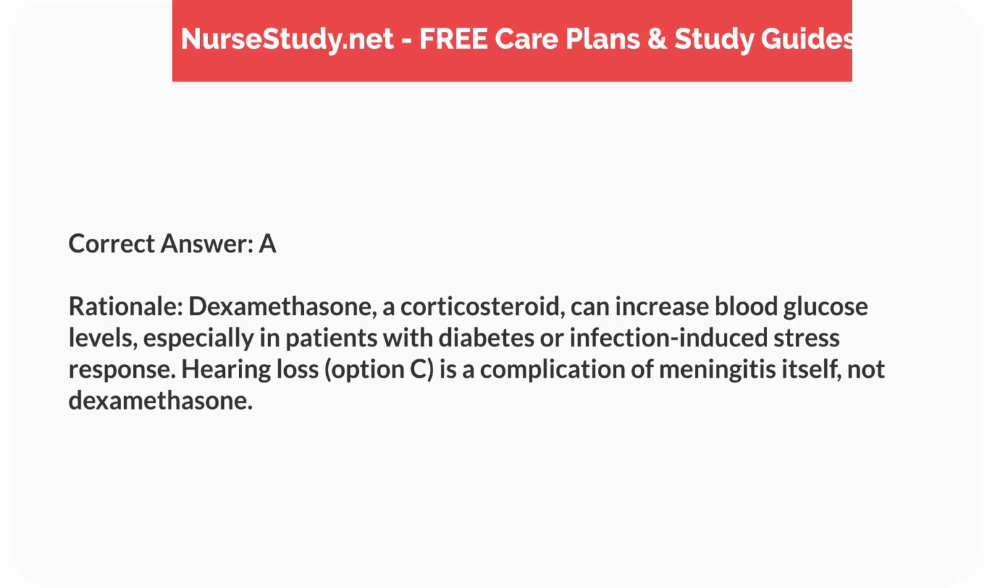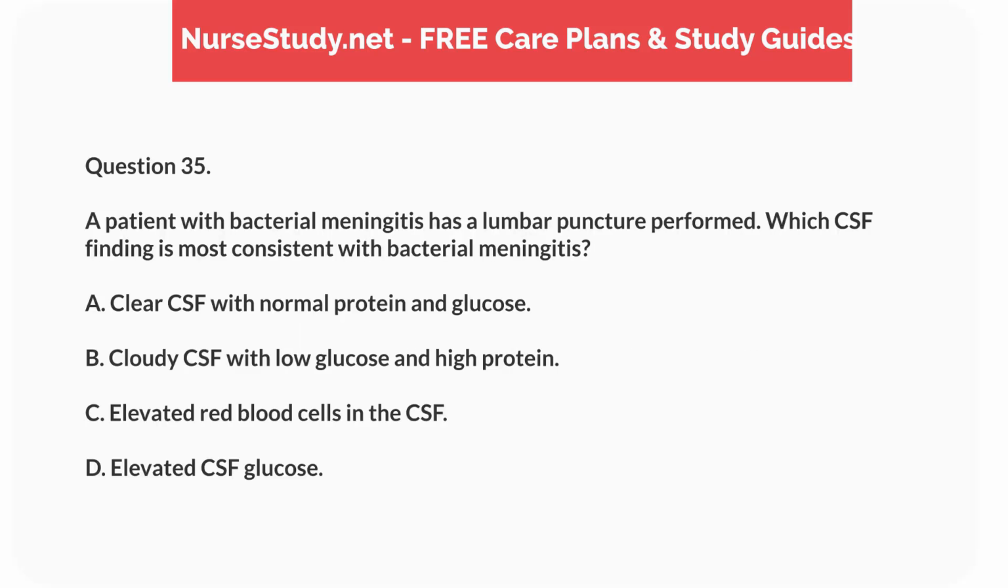Correct answer, A. Rationale: dexamethasone, a corticosteroid, can increase blood glucose levels, especially in patients with diabetes or infection-induced stress response. Hearing loss, option C, is a complication of meningitis itself, not dexamethasone. Question 35. A patient with bacterial meningitis has a lumbar puncture performed.